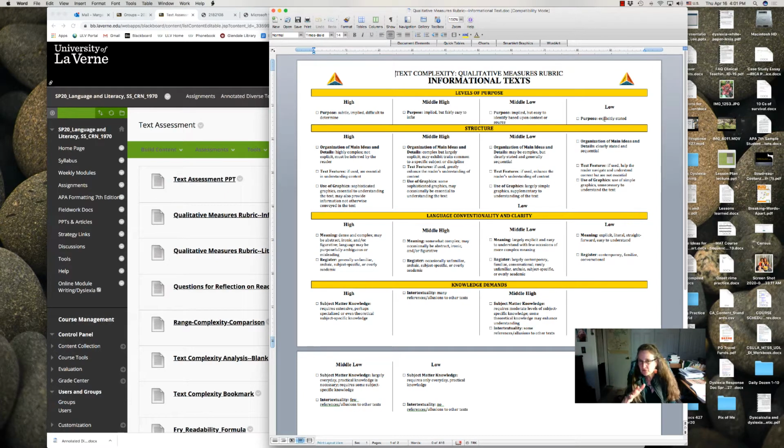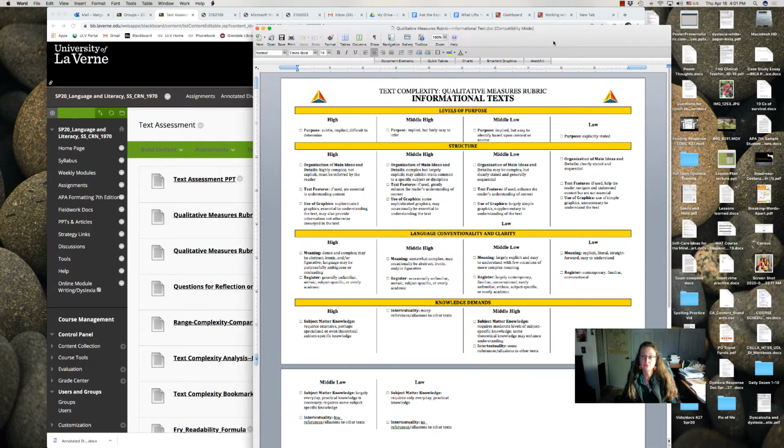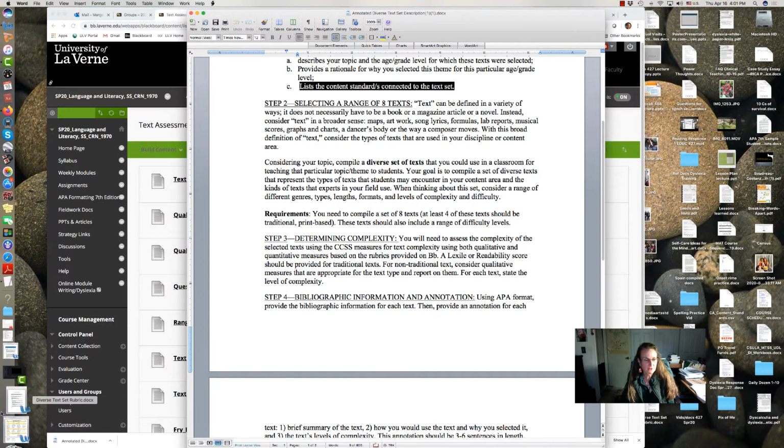Does it overall fall in the middle high range, the middle low range? And really what we're looking for is a range of text. We don't want all the text to be easy. We want students to have to learn to deal with or grapple with text, which they talk about in the book. So that's one thing you want to think about. There's also reader and task considerations.